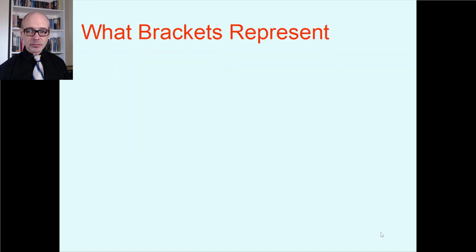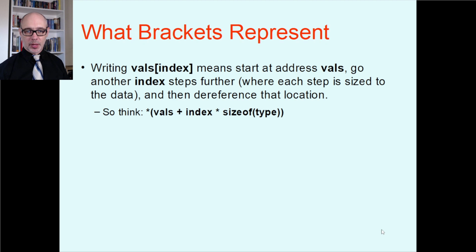Fascinating. Now let's be clear about that, right? We've got those brackets there. Let's think really clearly about exactly what happens when you stick the brackets onto the end of what's really a pointer, right? When I write vals[index], what that tells the C++ compiler is go to that starting address at vals, right? And then go another index steps further down, where when I say step, each step is sized to the size of the data. And then dereference that location. Go look in that location and tell me what's in there.